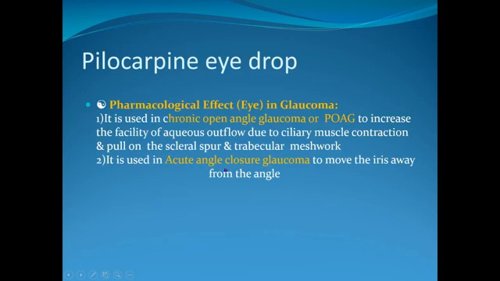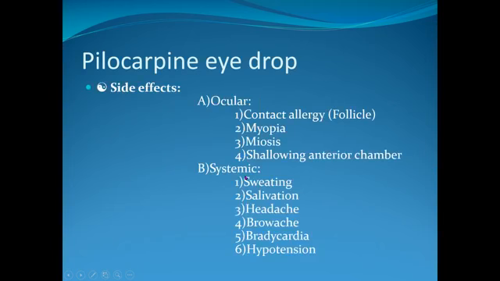And it is used in acute angle closure glaucoma to move the iris away from the angle. In acute angle closure glaucoma, the angle is closed. When I give pilocarpine, it helps to pull the iris away from the angle, resulting in the angle opening and enhancing the outflow. So this is why it is used in chronic open-angle glaucoma and why it is used in acute angle closure glaucoma. These are different, separate mechanisms of action. Try to remember. And side effects.